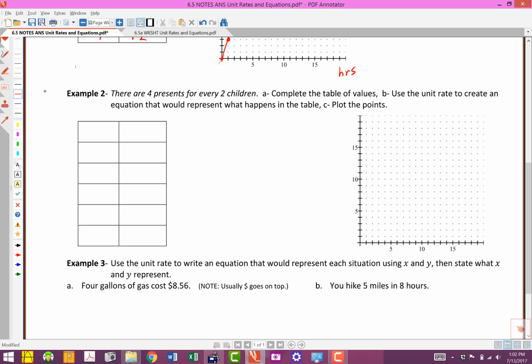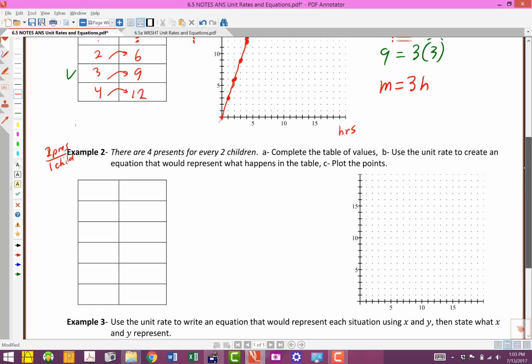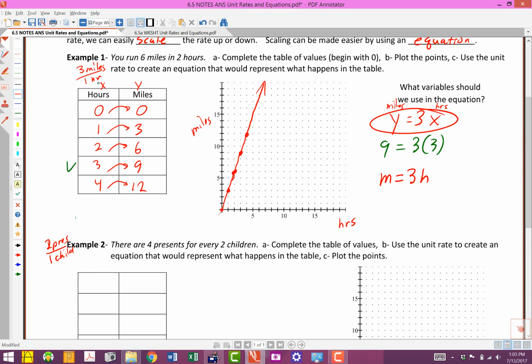Now remember, we figured out that that was 2 presents for every 1 child. Now I'm going to slide this up. I want you to notice something. Notice that what was on the bottom of the unit rate was in the x's position in the table here. And if you think about it, this makes sense, because if you were figuring out how many presents you needed for a party or something like that, you'd want to know how many kids were going to be there so that you could figure out how many presents you needed.